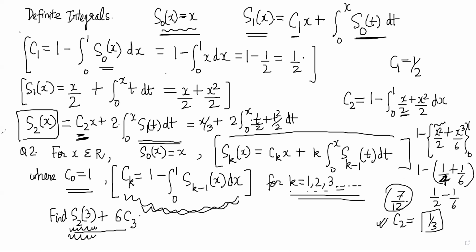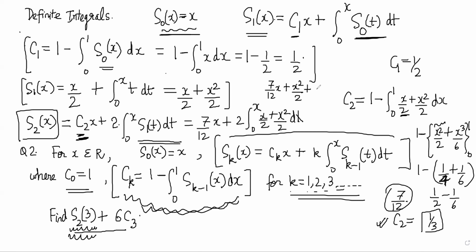I hope everybody is understanding what I'm saying. Yes, sir. It is a step-by-step process. You get 7 by 12 x plus twice integral 0 to x of x by 2 plus x squared by 2, dx. So this becomes again x squared by 4 plus x cubed by 6. So you are getting 7 by 12 x plus twice of x squared by 4, so x squared by 2, plus x cubed by 6 twice, so x cubed by 3. And that is S2 of x.